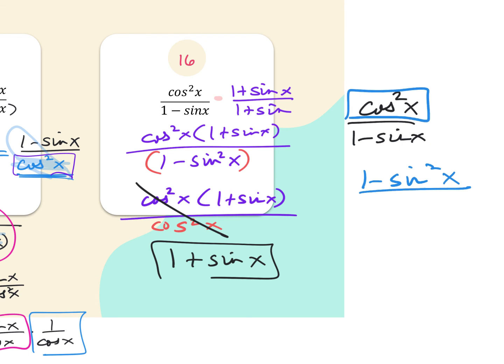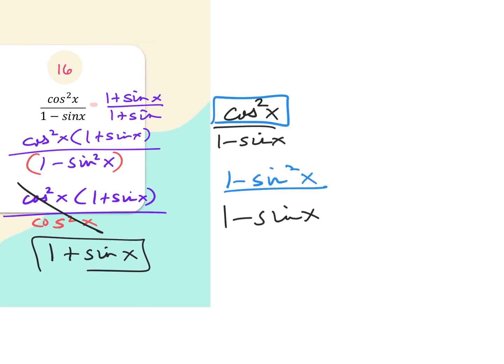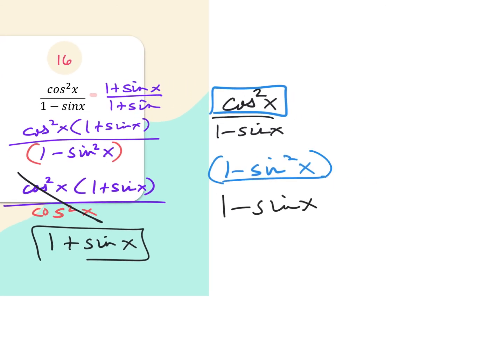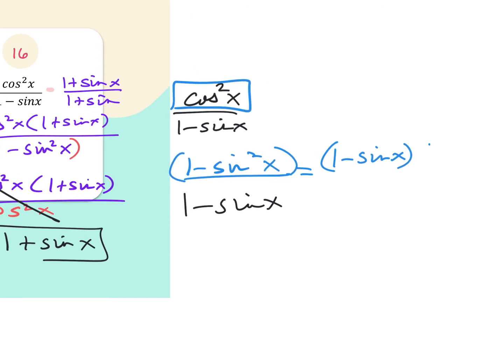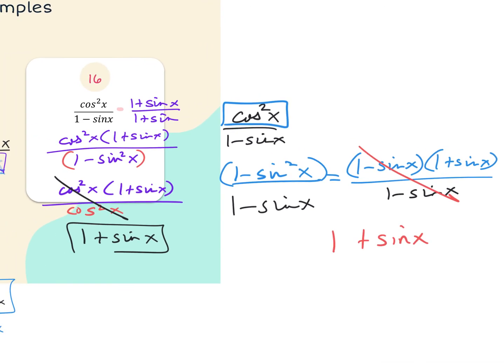And then what I can do here is I can factor it. So this numerator is the difference of two squares. So I can factor this into 1 minus sine x times 1 plus sine x over the 1 minus sine x. And then these cancel. And then again, same answer that I got when I did it using the conjugate.